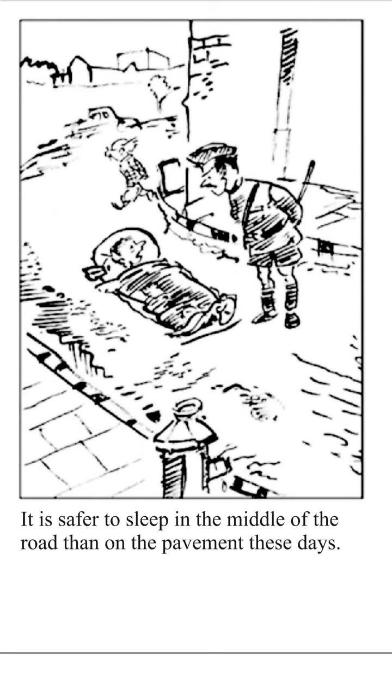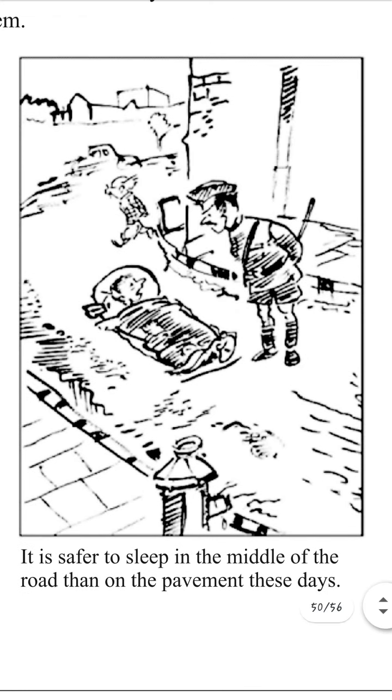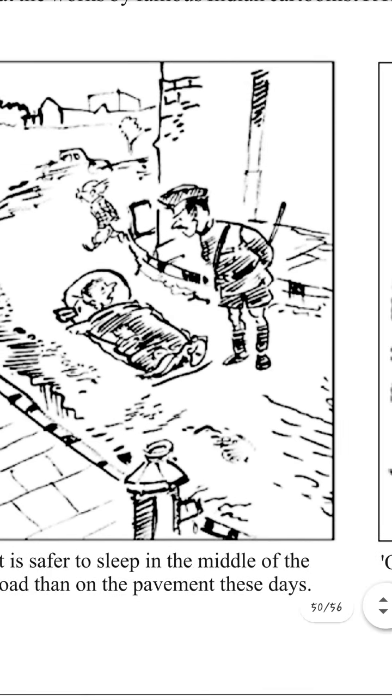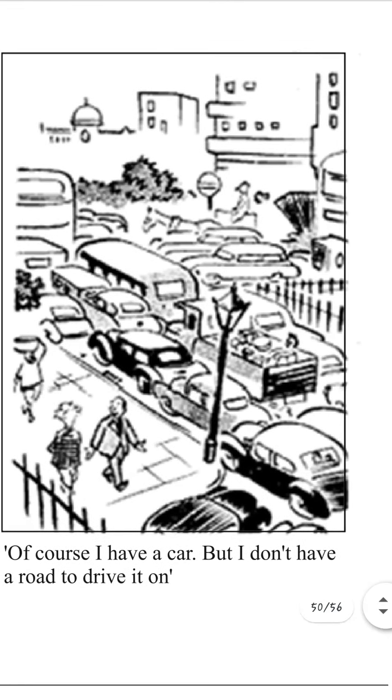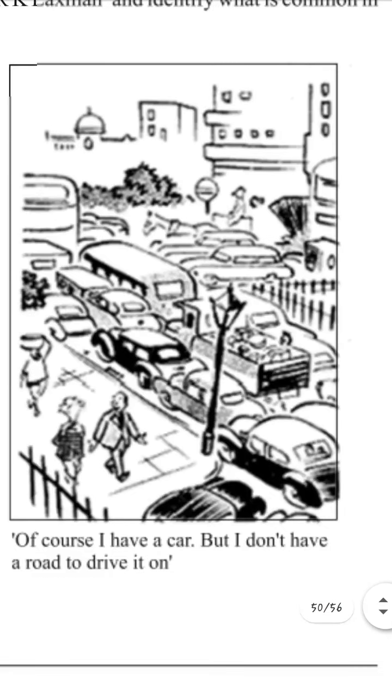In the previous years, I think 5 to 10 years before, there was an incident which took place involving a well-known Bollywood actor. He took his vehicle and dashed into many people who were sleeping on the pavement of the road. So the same message is given by Mr. R.K. Lakshman, that it is safer to sleep in the middle of the road than to sleep on the pavements. In the second picture, you can see a lot of traffic is given here.